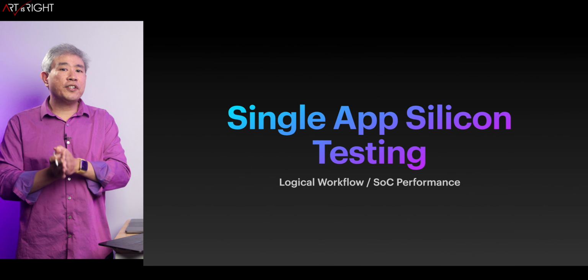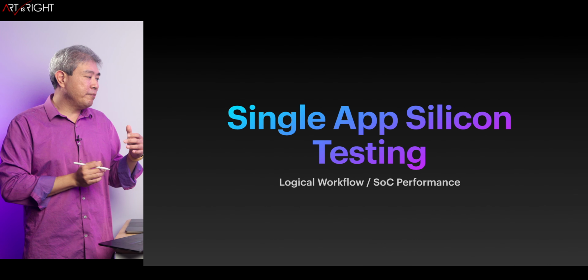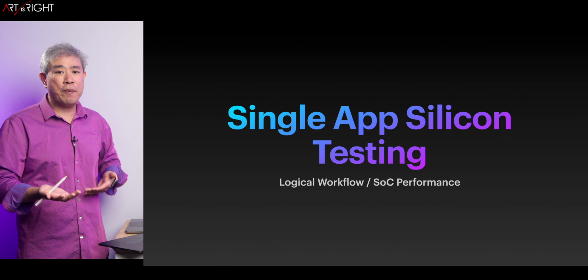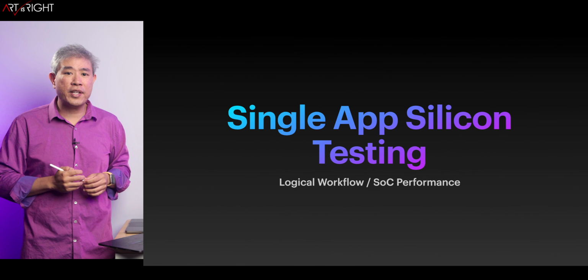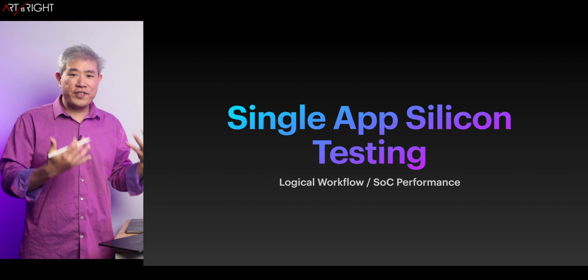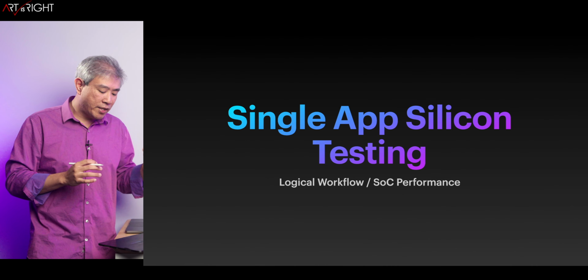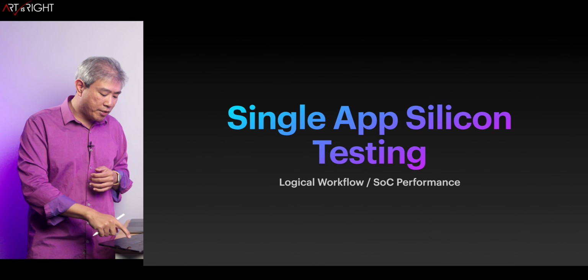All these tests are done on a single app at a time to see how the silicon is performing between an Intel CPU versus Apple Silicon, CPU, GPU, all those other things. I don't want to do multitasking because that's not the essence of this test. What I really want to know is how the silicon is performing based on these different apps, so you can make the best decision possible.